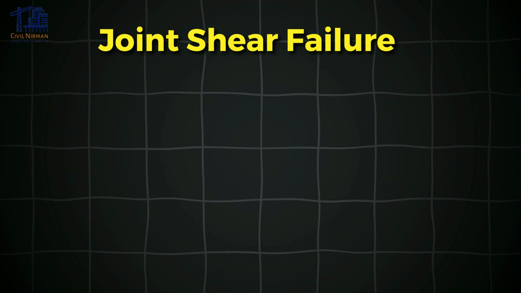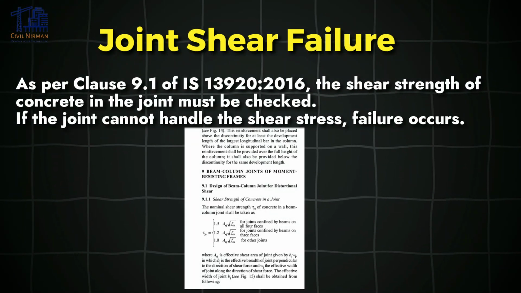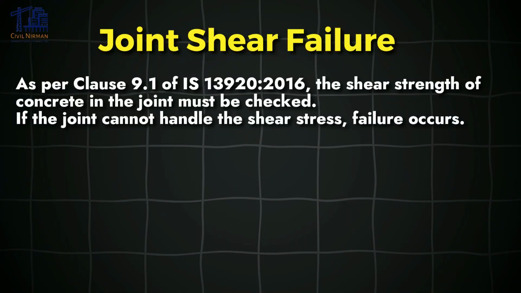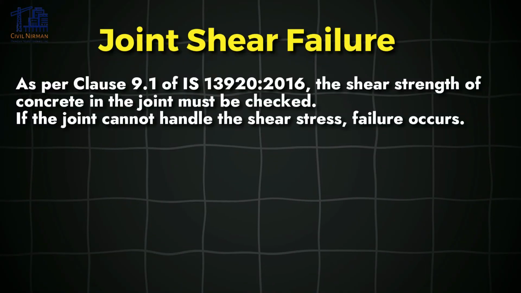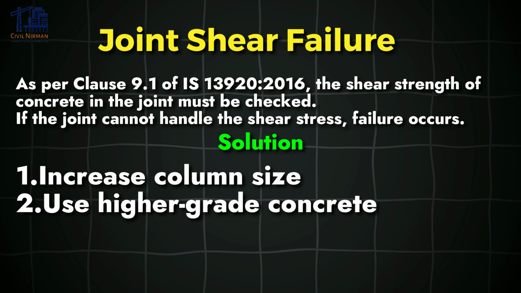The third one is the joint shear failure. As per clause 9.1 of IS 13920-2016, the shear strength of concrete in the joint must be checked. Now, if the joint cannot handle the shear stress, the failure occurs. For this, what you can do is either increase the column size or use a higher grade of concrete.